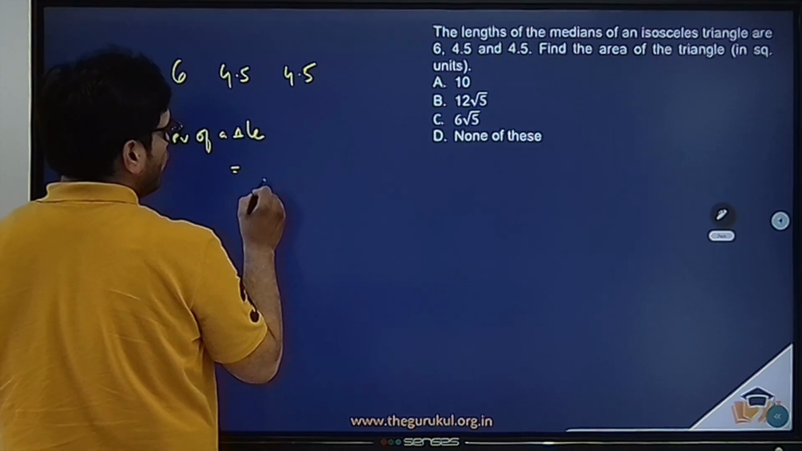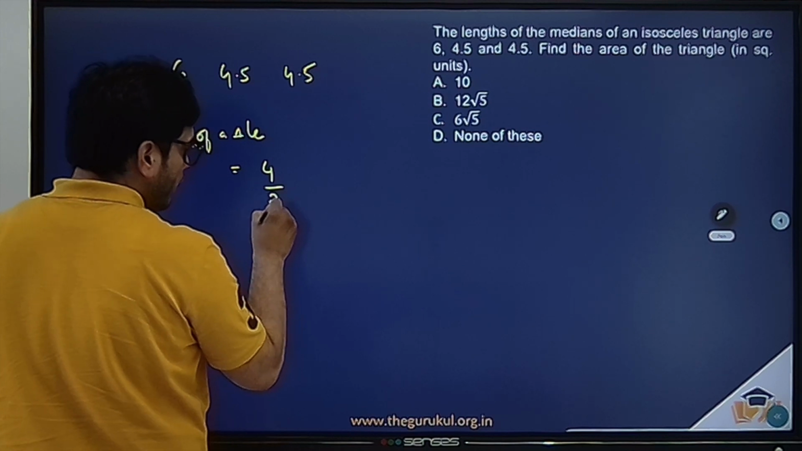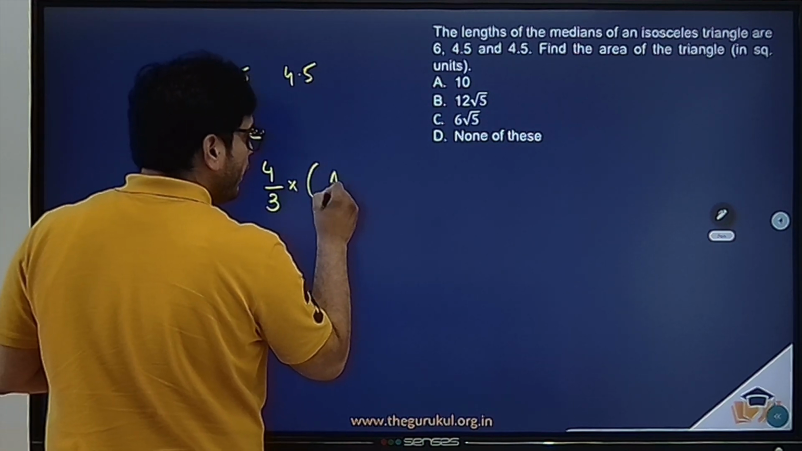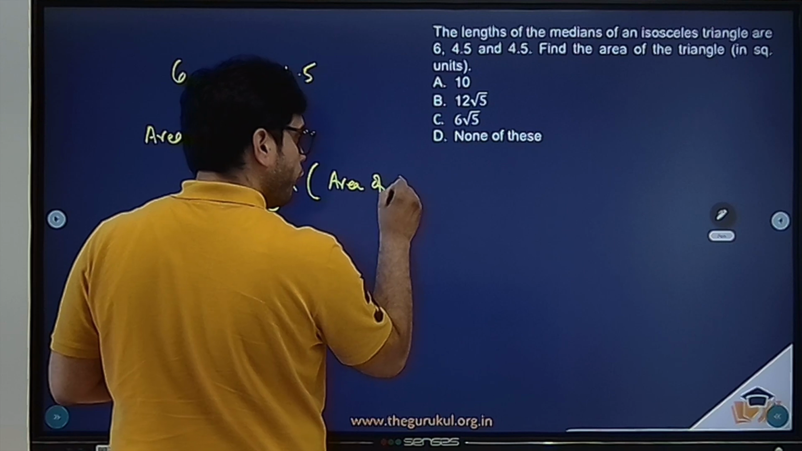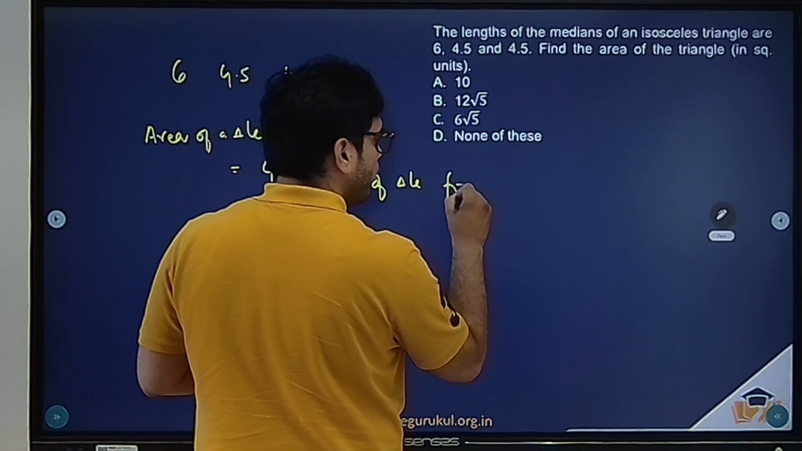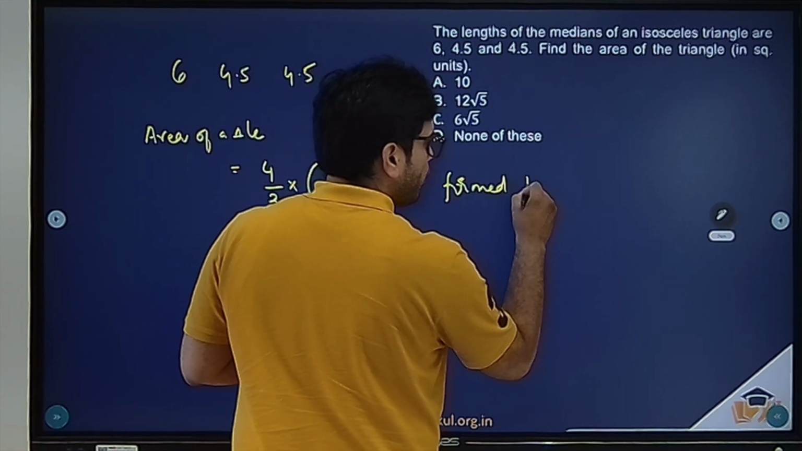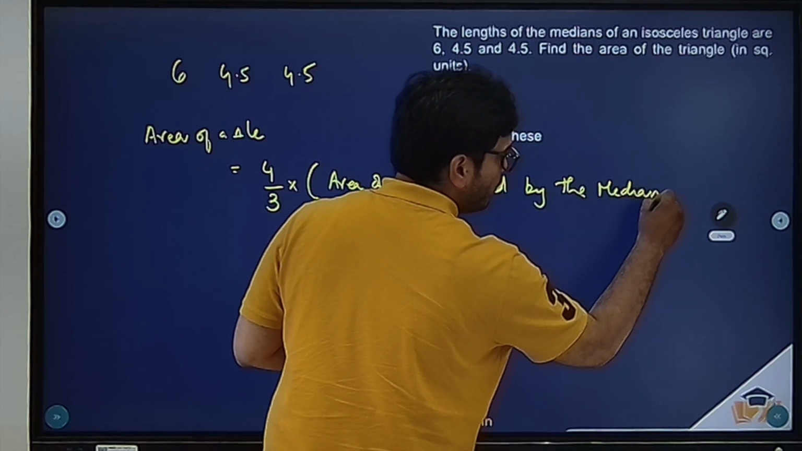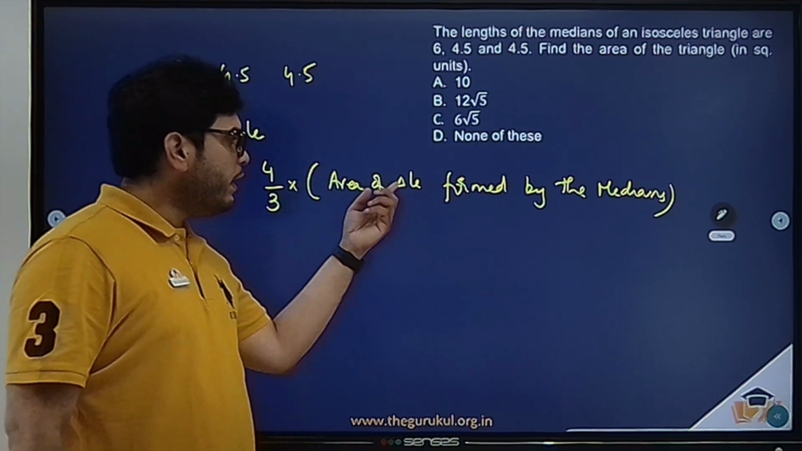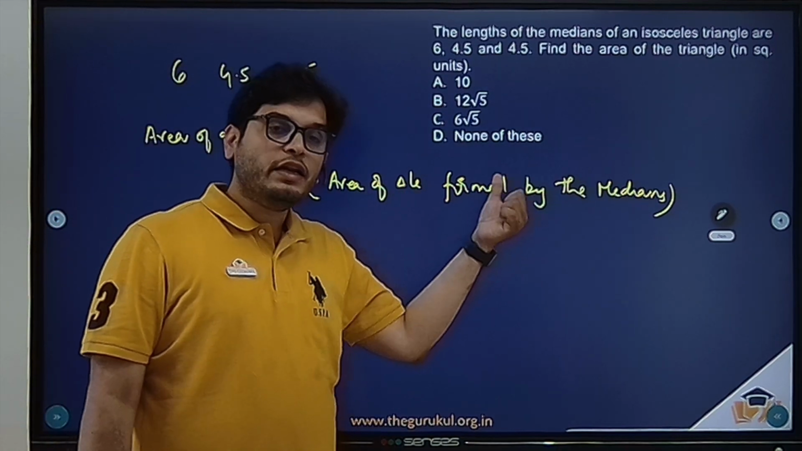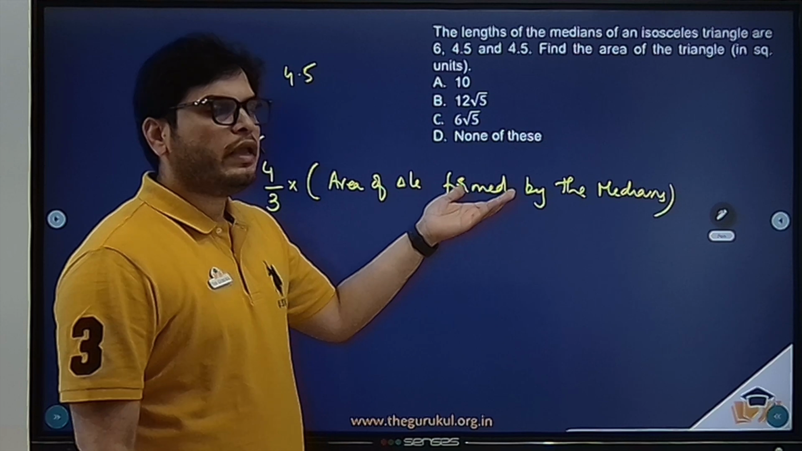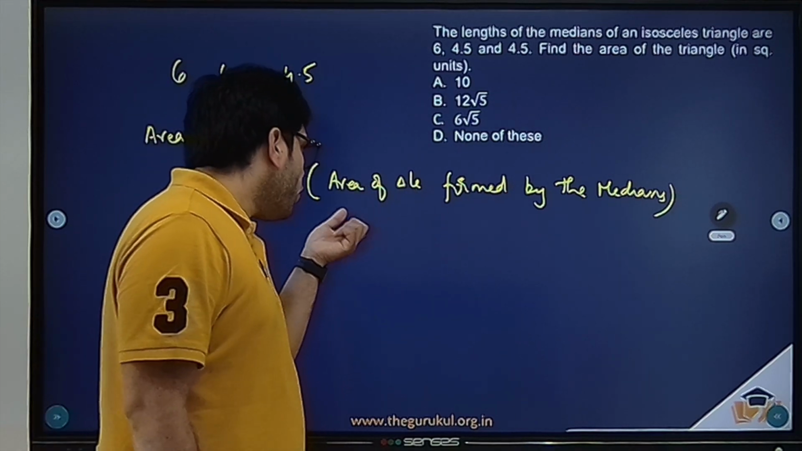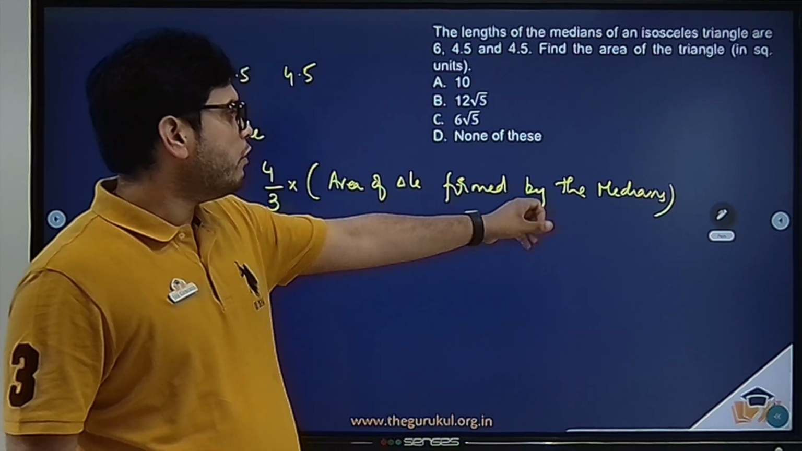will be equal to 4 by 3 into the area of the triangle formed by the medians of the triangle. Right, so if you know this formula, we can find the area of the triangle formed by the medians, and multiplying by 4 by 3 will give us the area of the triangle. Now, which formula can we use to find the area of the triangle formed by the medians?